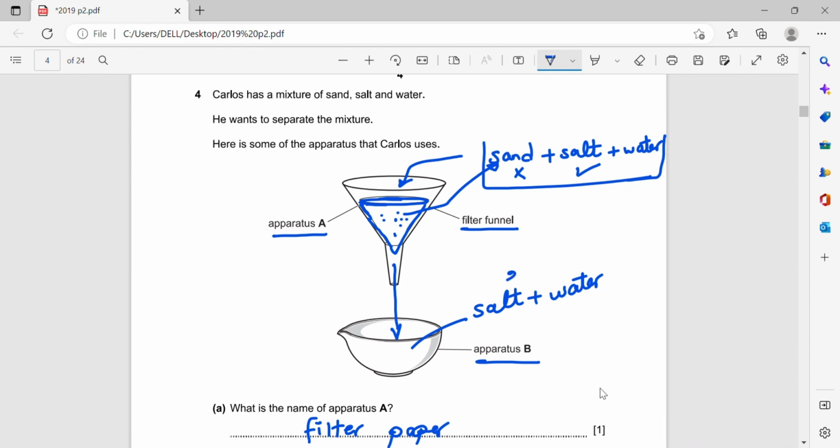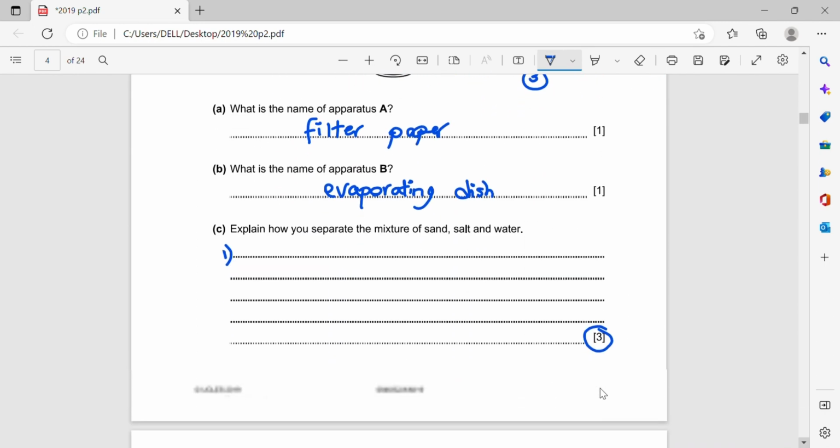So this is step 2. So this is step 1 and this is step 2. Step 3, what will we do? Evaporating dish. We have to apply heat. This is number 3. What will be left and what will evaporate? The water will evaporate and it changed into water vapor, and the salt is left behind. These are the 3 steps.